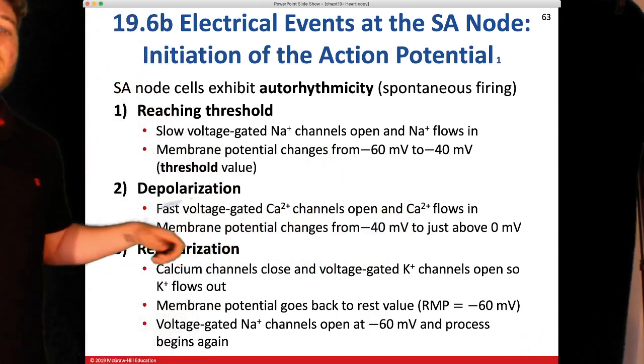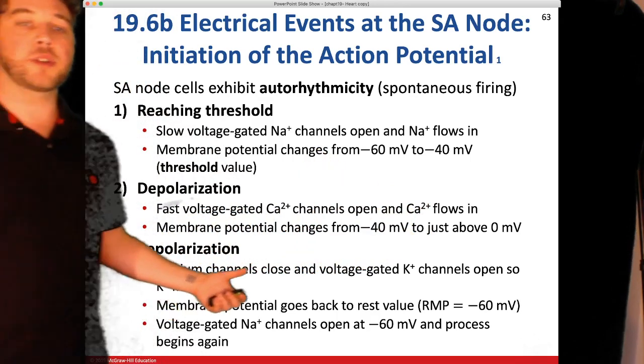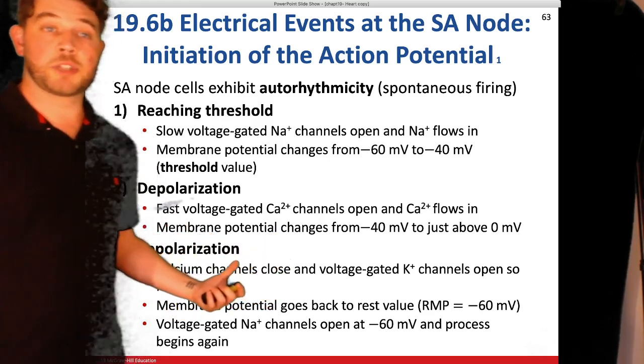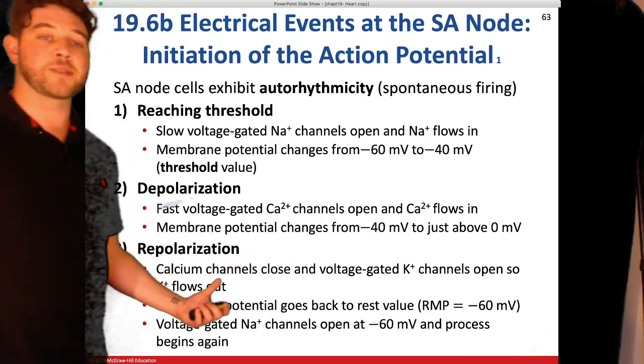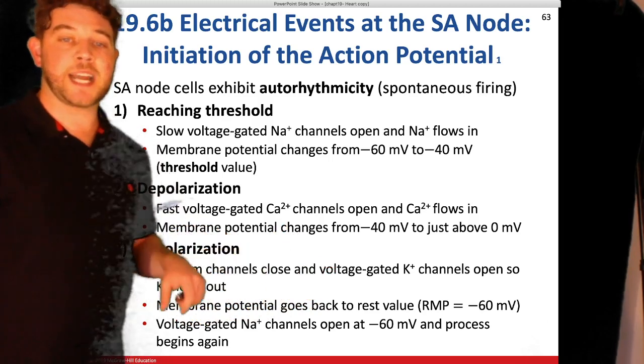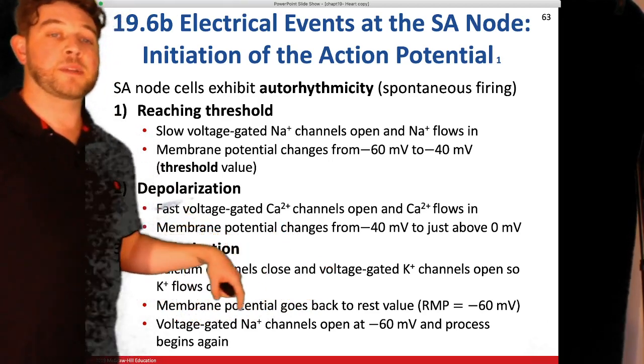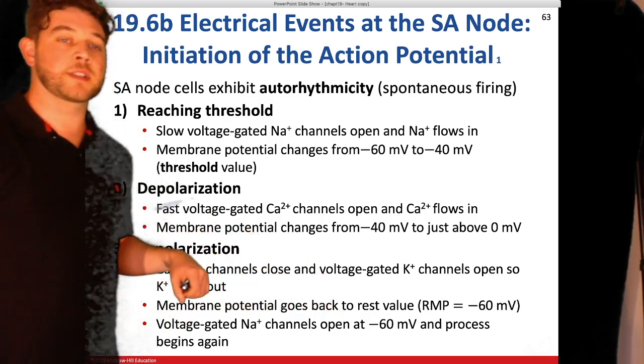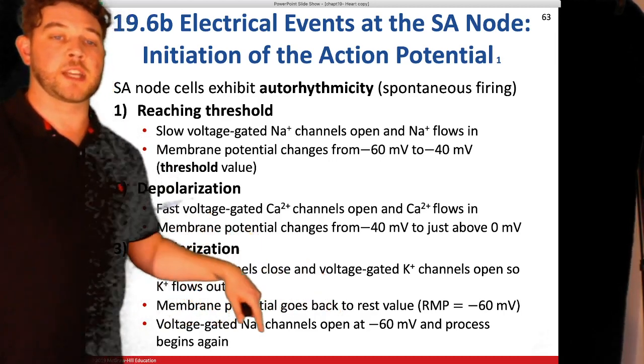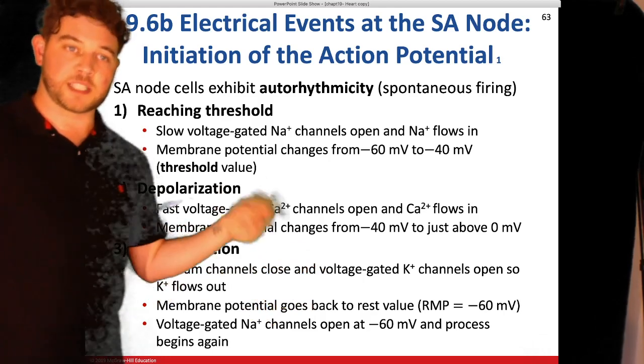Then you have repolarization. Once it reaches just above 0, your calcium channels close, since they're voltage gated. The voltage-gated potassium channels open, so potassium can flow out of the nodal cell. The membrane potential goes back to negative 60 millivolts, and that's when your sodium channels open back up, and the process begins again.